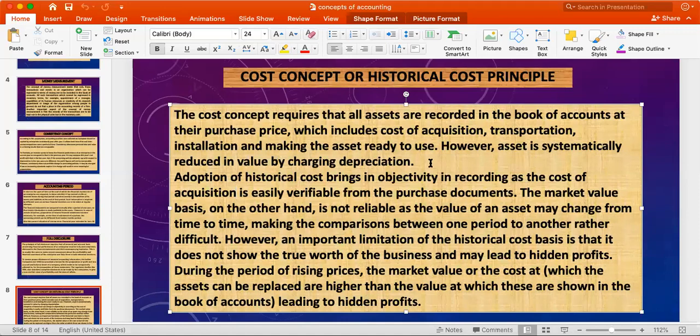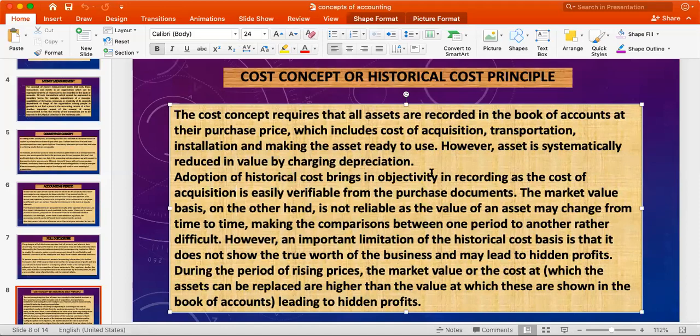However, the asset is systematically reduced in value by charging depreciation. As I told you, depreciation will be charged according to the method we have adopted. But other than that, you cannot show a decrease in the value of your fixed asset. Adoption of historical cost brings objectivity in recording as the cost of acquisition is easily verifiable from the purchase documents. As I told you, why is this concept followed?